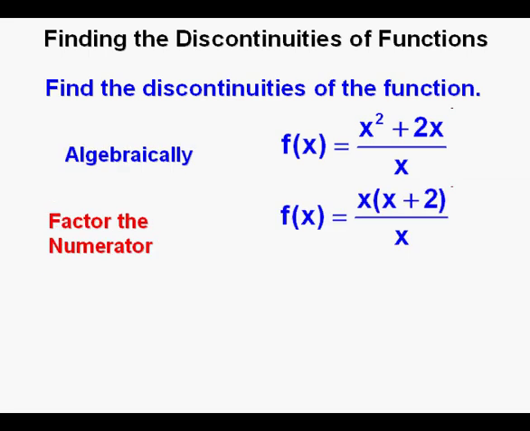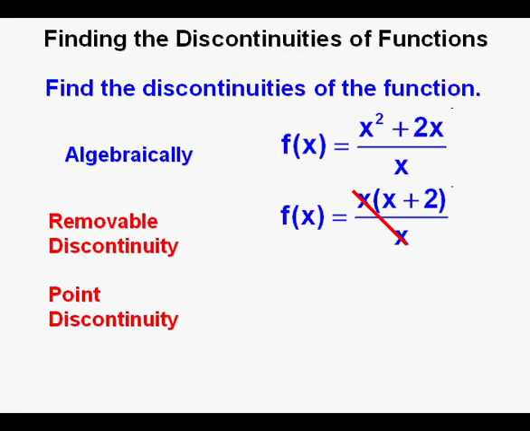Let's simplify this function by factoring the numerator. X over x cancel each other. And so this is a removable discontinuity, also known as a point discontinuity, or we can call it a hole.